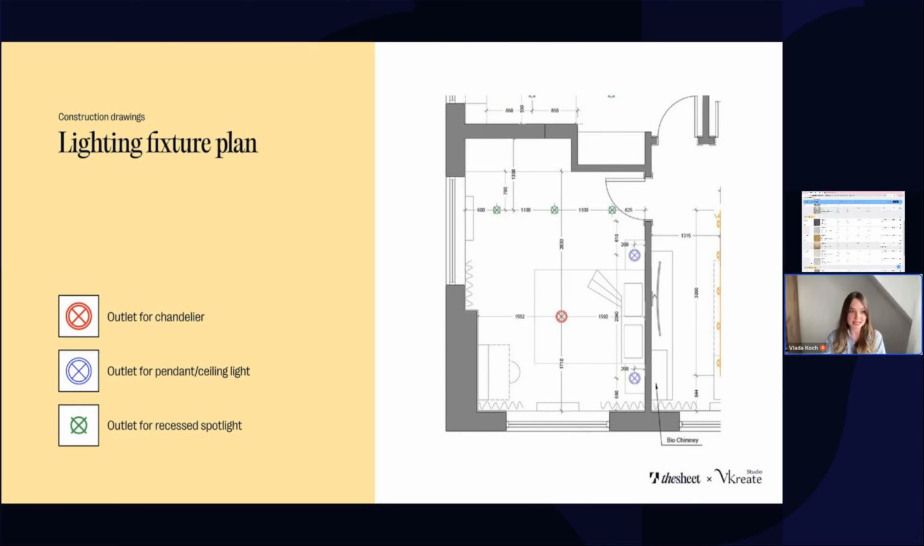Then we have a lighting fixture plan. And again, you have to remember, when electricians are on site, they don't have any furniture. All they have is just walls. That's why all the dimensions have to be done from the lighting fixture to the wall itself, never to the furniture, just always to the wall.